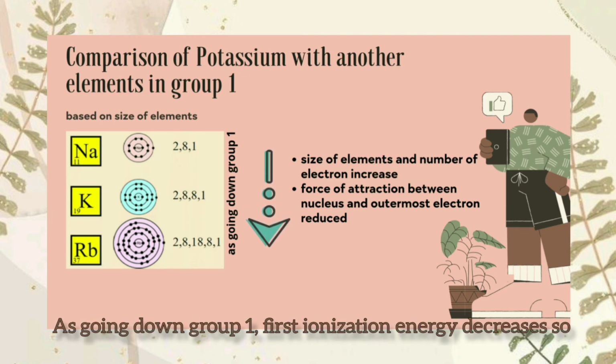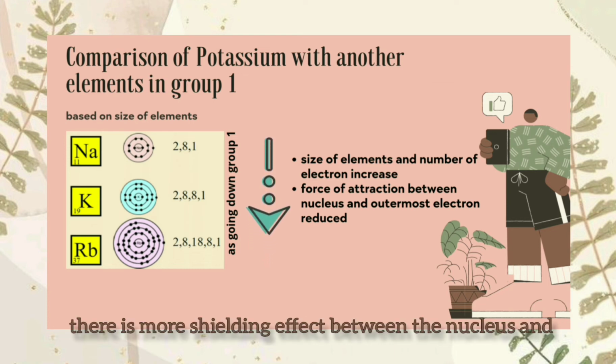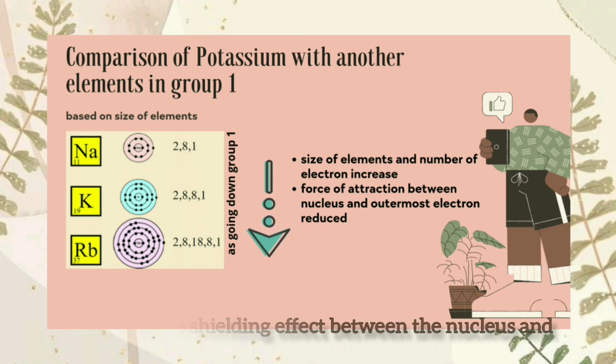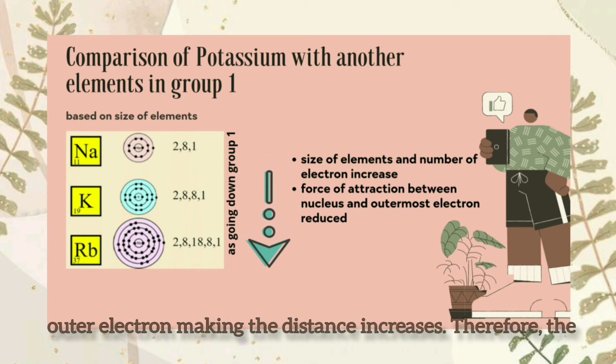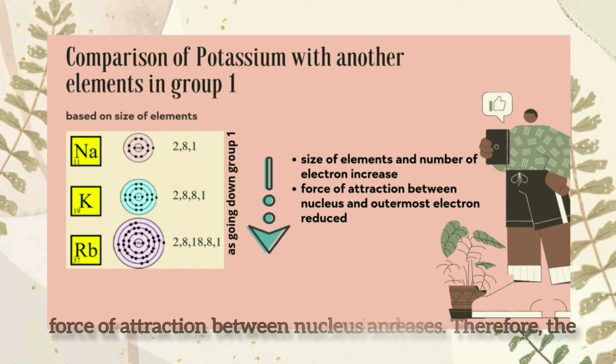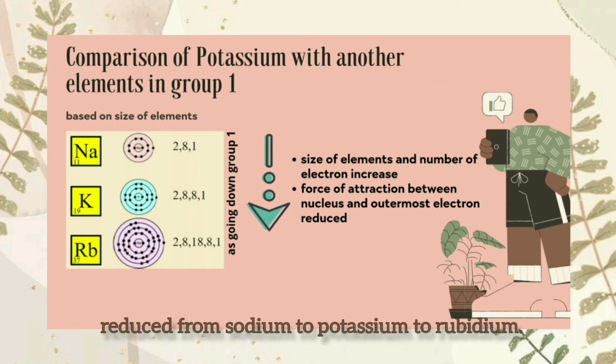As we go down group 1, the first ionization energy decreases, because there is more shielding effect between the nucleus and the outer electron, making the distance increase. Therefore, the force of attraction between the nucleus and the outermost electron is reduced from sodium to potassium to rubidium.